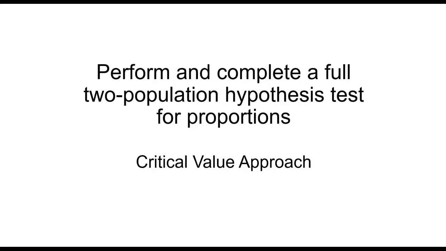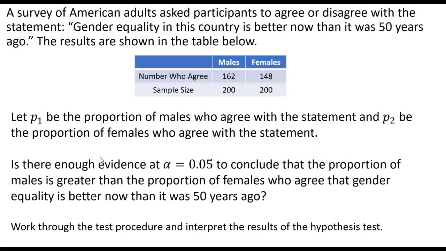Form and complete a full two-population hypothesis test for proportions, critical value approach. A survey of American adults asked participants to agree or disagree with the statement, "Gender equality in this country is better now than it was 50 years ago." The results are shown in the table below.